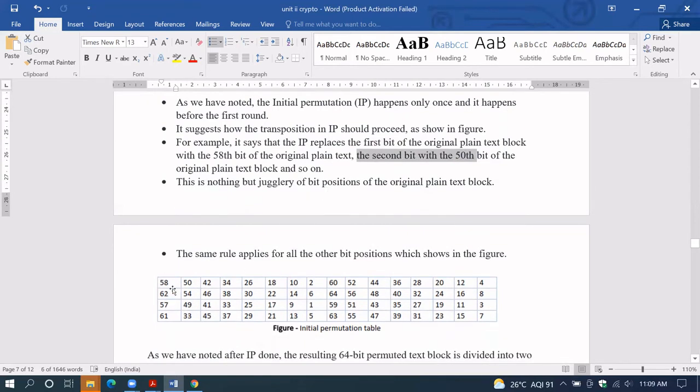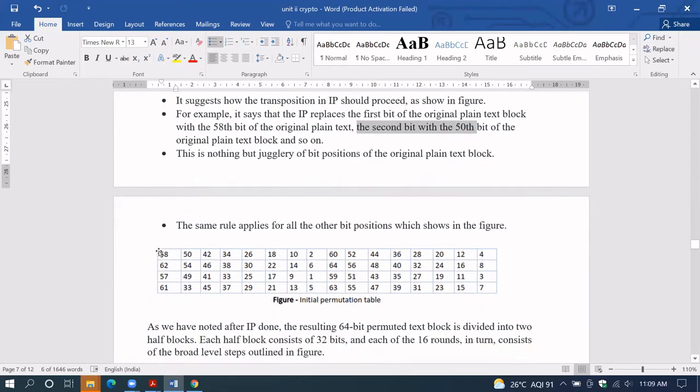If you see here, the first bit is replaced by the 58th bit. So this will be the first. Second bit is replaced with the 50th bit. Third with the 42nd. Fourth with 34. Fifth with 26, and so on. Next again, till we reach the 64th bit.